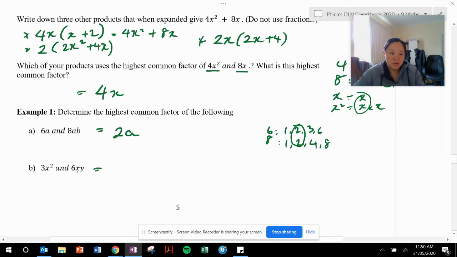Okay. Next one, 3x squared and 6xy. So look at 3 and 6. Our highest common factor is 3. Now remember, x squared is x times x, except there's only one x in 6xy. So our highest common factor is just 3x.